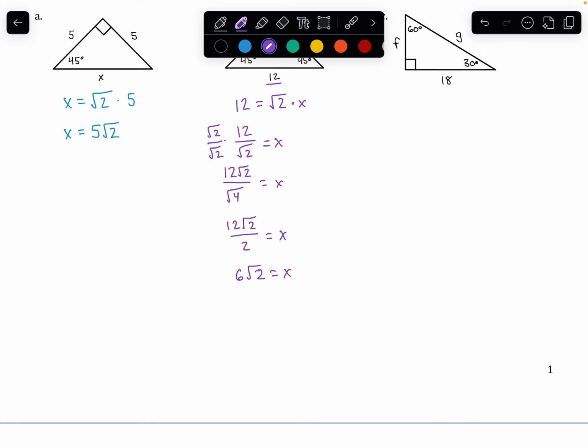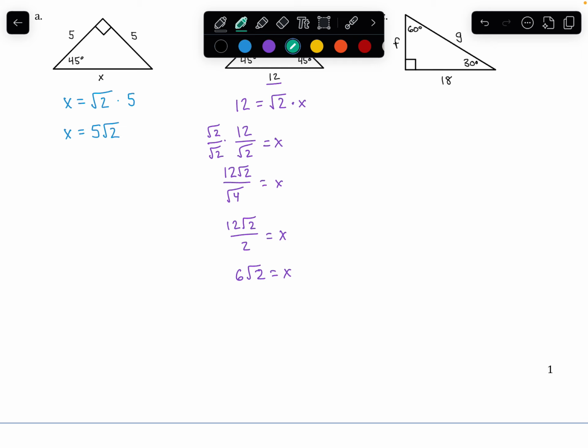Now, I noticed something here, and this is going to be the same always when we're working with this. If I divide by square root 2, what's going to happen is this is going to go on top. So 12 square root 2, and we just remove that square root. So it just becomes 2. So 12 square root 2 over 2. So let's do that next problem.